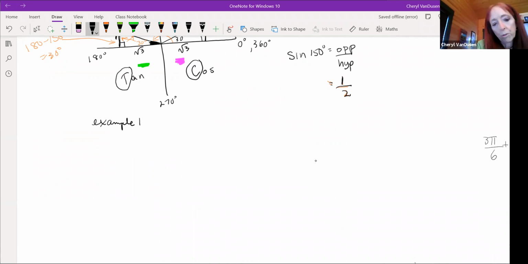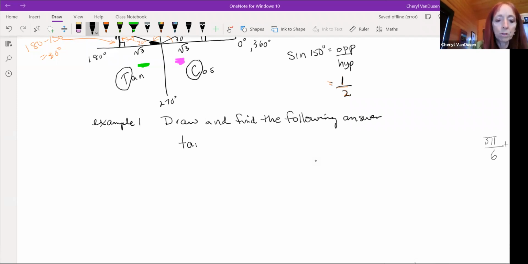Draw and find the following answer. Say we're going to be asked to find the tangent of 200. Nope, not 200. Sorry. Let me just add 120 degrees, not 200. 120 degrees. Okay, so we want to draw a triangle and find the following answer for tan of 120 degrees.